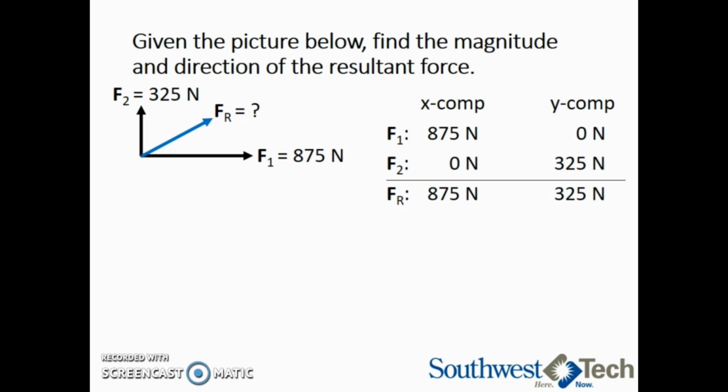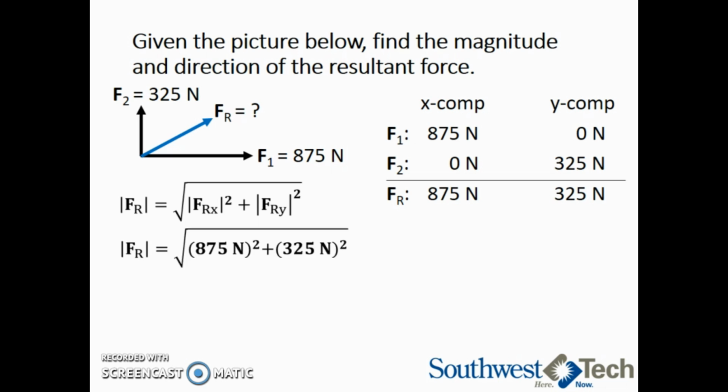Now, to find the magnitude of the resultant force, we are going to use Pythagoras' Theorem. Since we have the x component and the y component forces, we can take the magnitude of the resultant x component squared and add the magnitude of the resultant y component squared. Then we take the square root, and this will give us the magnitude of the resultant force. Substituting in our values, we have 875 newtons squared plus 325 newtons squared. Taking the square root, we see the resultant force has a magnitude of 934 newtons.